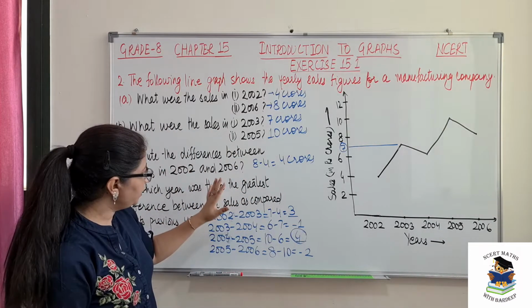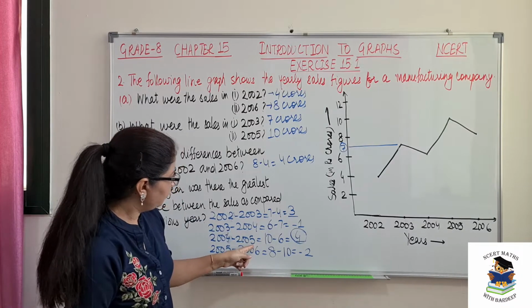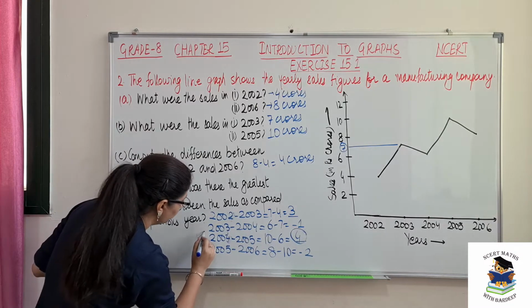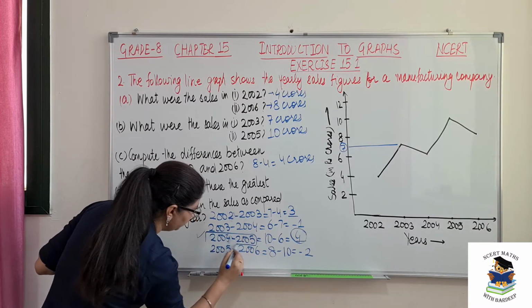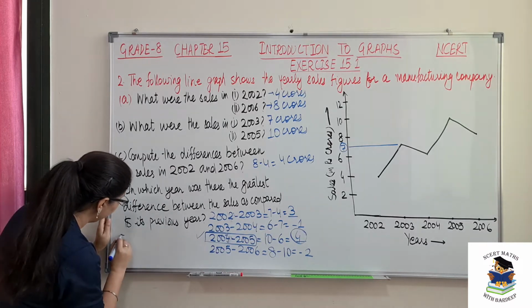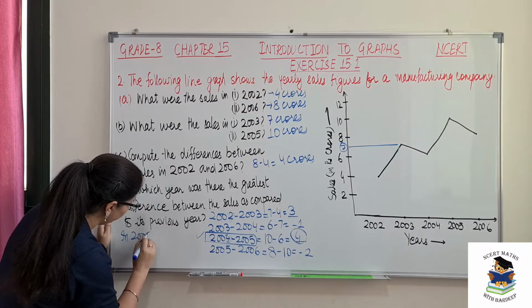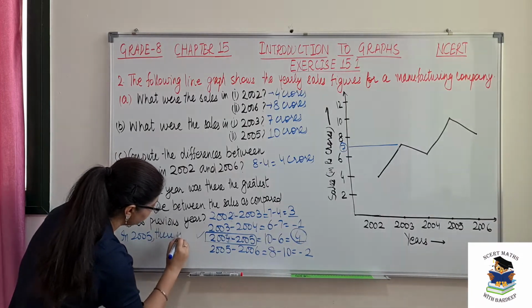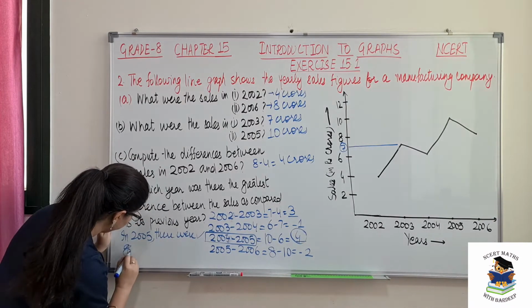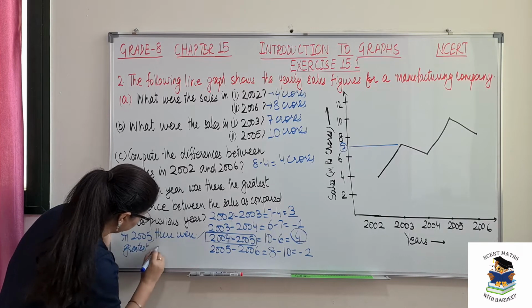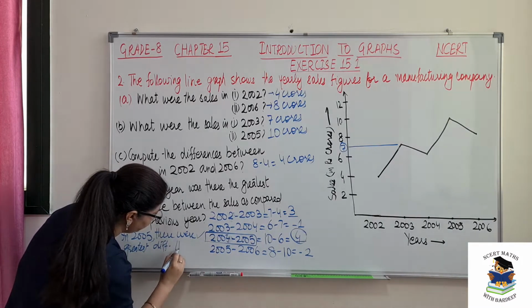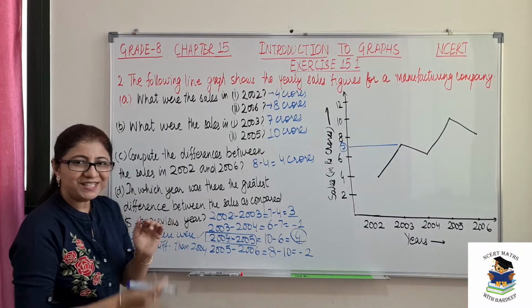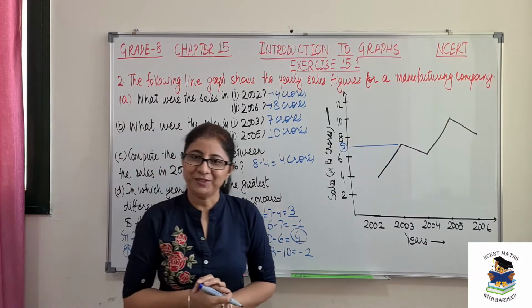So the question is in which year? That is in 2005 as compared to year 2004. So for this time period, or they have asked in which year, that means in 2005 there was greatest difference than 2004. Okay, so this is our question number 2. Now let's move on to the next question.